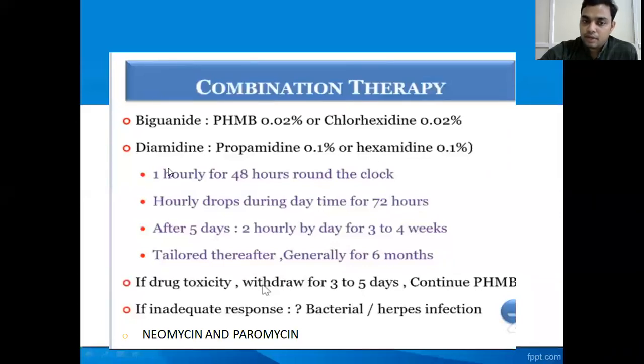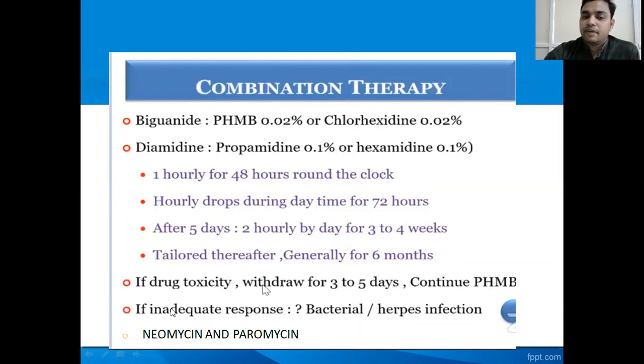After 5 days, we reduce the dose to second hourly. This second hourly dose is given for 3 to 4 weeks. Then the dose is tapered for about 6 months. As it's a slowly progressive disease with remissions and relapses, the treatment is continued for about 6 months. If there is any drug toxicity with the diamidines, we continue only with the biguanides.